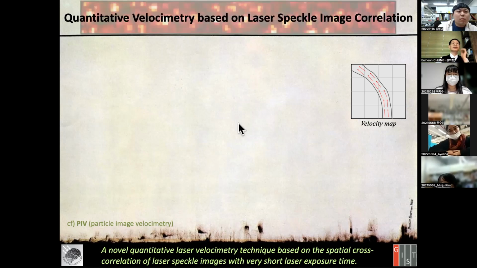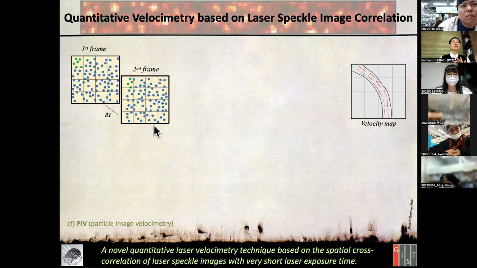So I considered that laser speckle almost looks like a particle. Even if it's not a real particle, can we consider this as a particle and adapt the method of PIV, or particle image velocimetry, here? For example, this is the first shot of the laser speckle image, and this is the second shot after delta t. Then you can make a small window and try to correlate these to find out how much average displacement has happened.